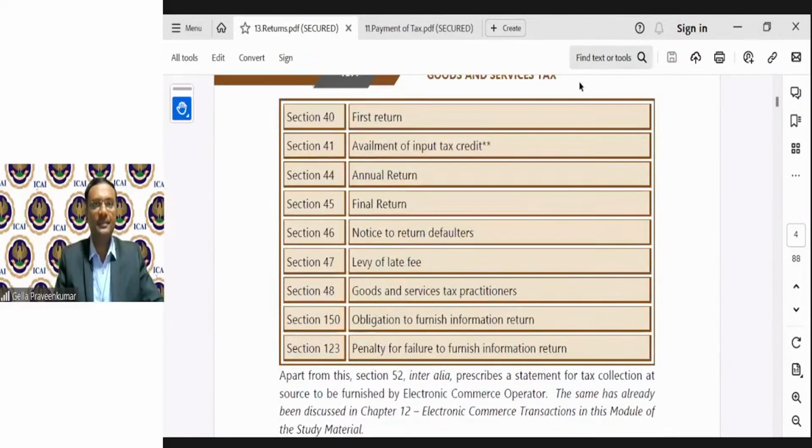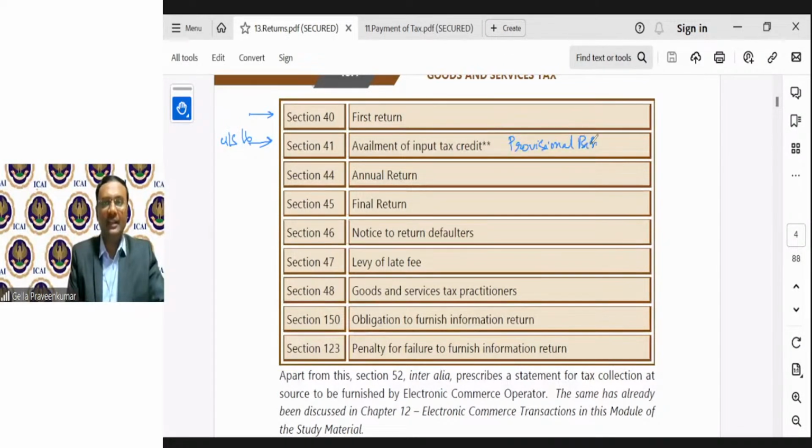Then moving further, Section 40, first written, though they are mentioned, we are not filing any of this. Section 41, again, is just there as a passing provision under Section 16, only for the purpose of availing input tax credit on a provisional basis. We avail input tax credit on a provisional basis. Only for that limited purpose, we study Section 41.